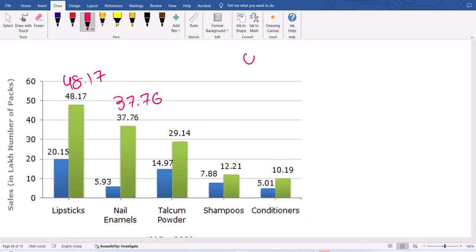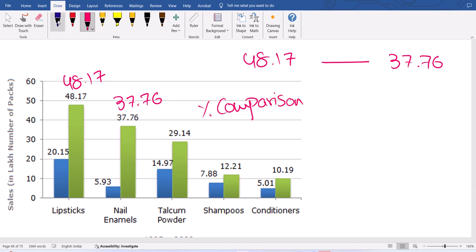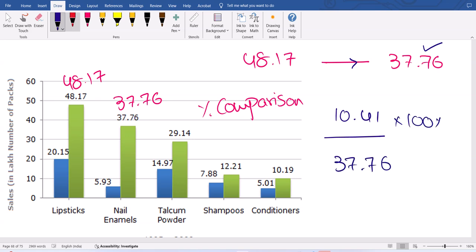Yeah, we can sense 48.17 is more. It is what percentage more than 37.76? Comparison. How to do comparison question? First take difference. What's the difference between these two? 10.41 divided by, if it is comparison, this lipsticks is compared with nail. So we have to divide with what you are comparing, into 100. We have to be very much clear with the calculations.